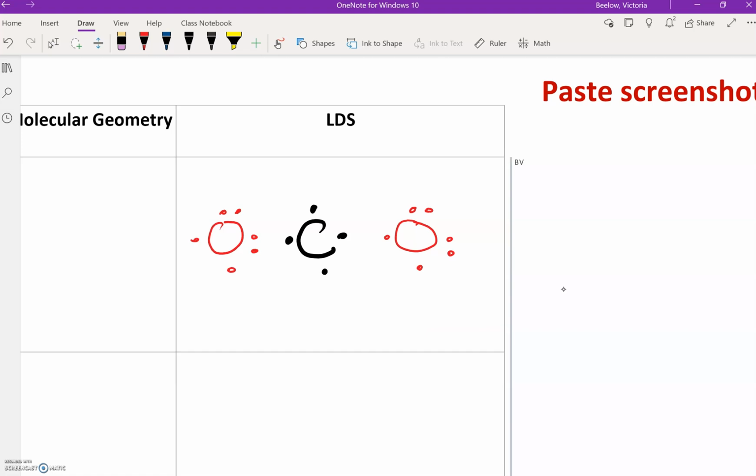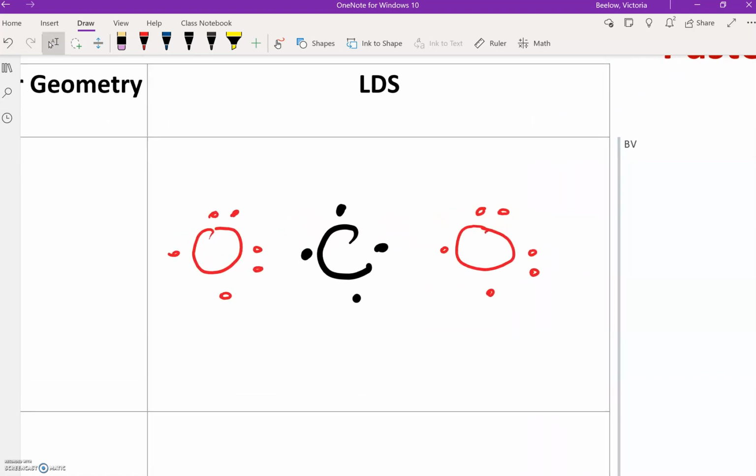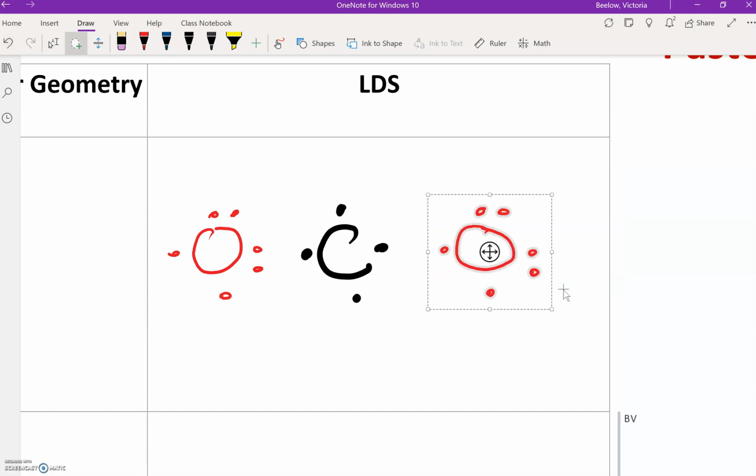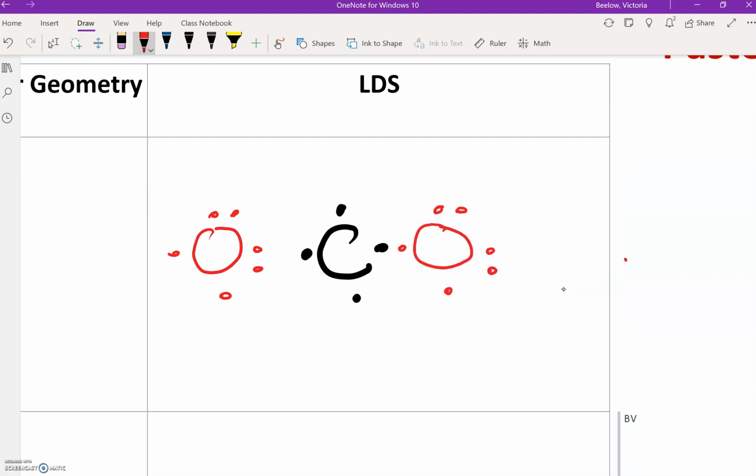Now I have to rearrange these so that each element is surrounded by 8 valence electrons. First thing I'm going to do is move this guy over, because I can see these electrons, we can share them. Also, I'm going to back up for 1 second. We're going to move him, and put him right there.